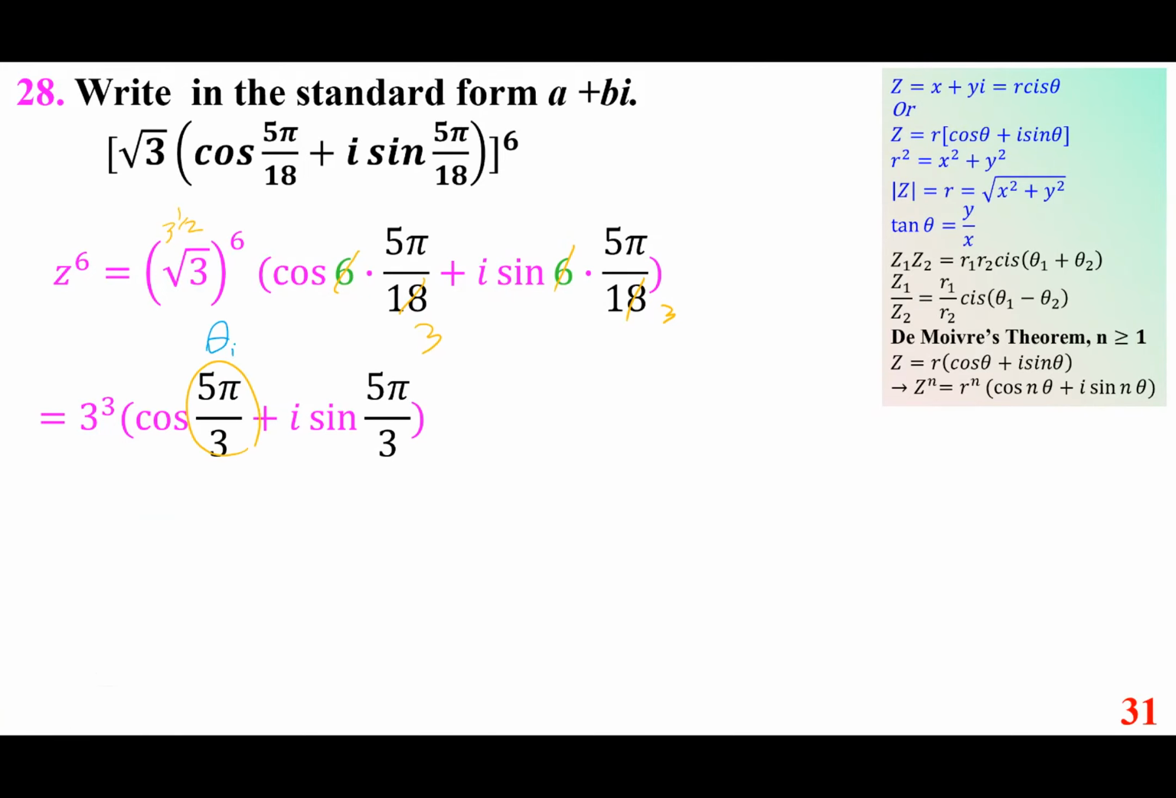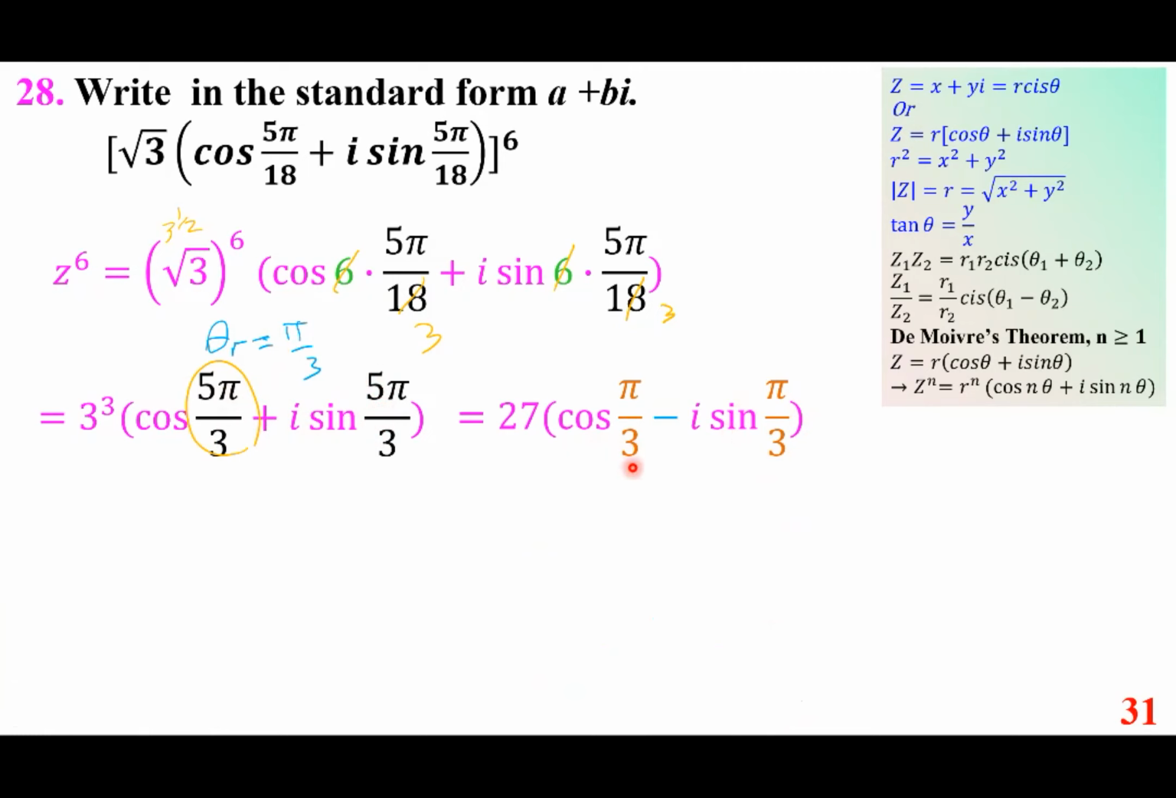The reference arc is pi over 3, so we can replace it with 5 to the power of 3. For cosine, it's the same because cosine is positive, but sine is negative. So this becomes minus sine of pi over 3. Either way, this changes to negative. Again, cosine is positive in the fourth quadrant, sine is negative.